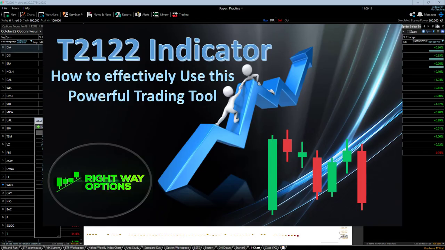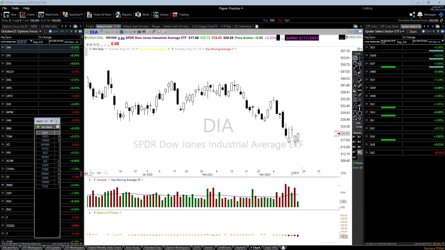Okay, so hey guys, today I wanted to talk about the T2122 indicator. We might talk about some of the other T2s here, but particularly the T2122. One of the reasons this came up is that I'm missing tomorrow, heading out on vacation, so I'd spend a little time here on this indicator and talk about why I think it is one of the most useful indicators out there.